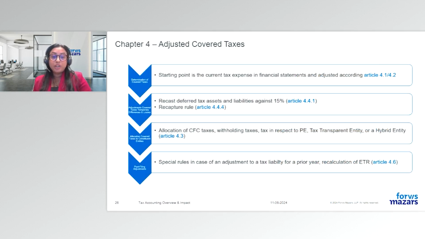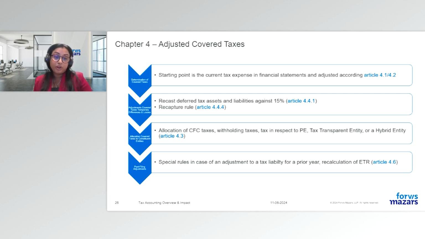The starting point for the computation of the taxes to be taken into account in the ETR calculation for GloBE purposes is the current tax expense that is accrued in the financial accounting net income or loss of a constituent entity with respect to covered taxes. Article 4.2 sets out the definition of covered taxes that are taken into account in the determination of adjusted covered taxes under Article 4.1. The definition of covered taxes is developed solely for the purposes of the GloBE rules.